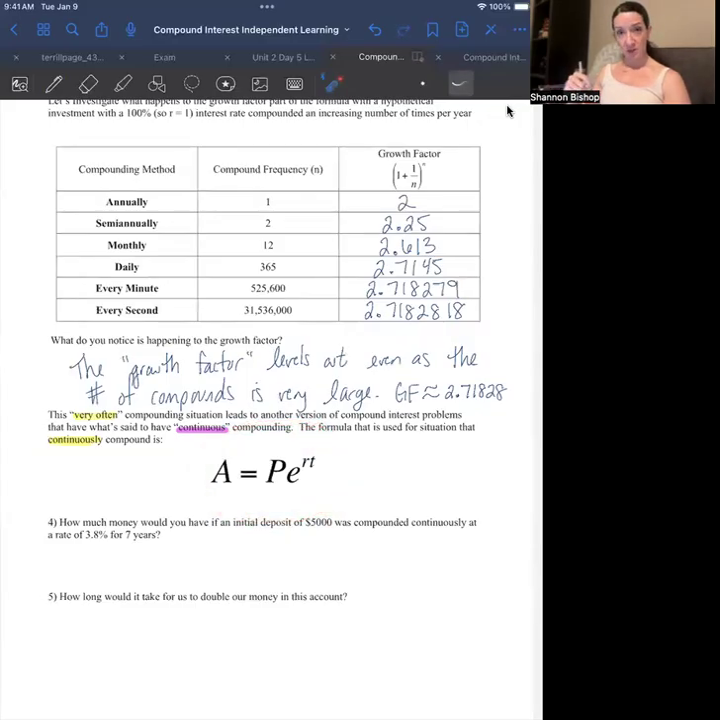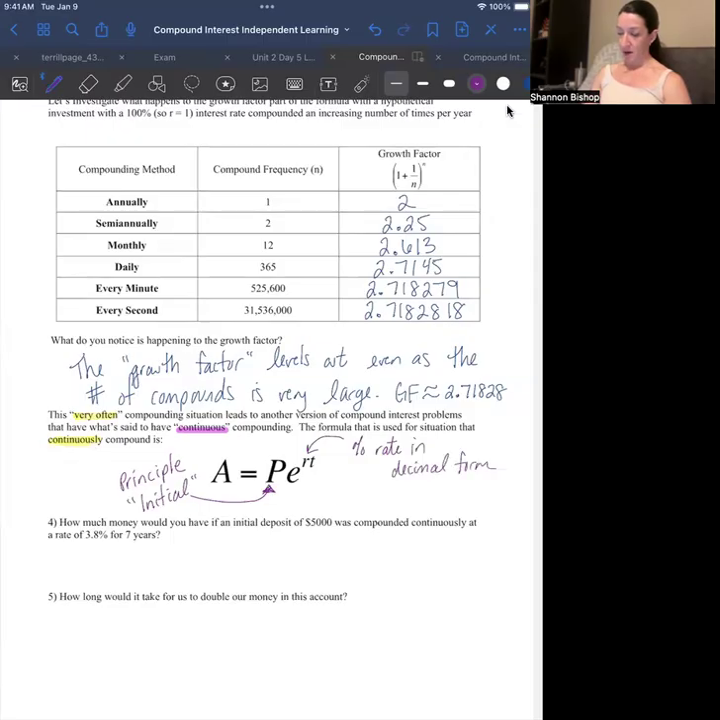And you're only going to use this version of the formula if it says continuous. Most of the elements are still the same. You still have the capital P, which is the principal or initial amount. You still have your lowercase r, which is your percent rate in decimal form. And then you still have lowercase t, which is your time in years.